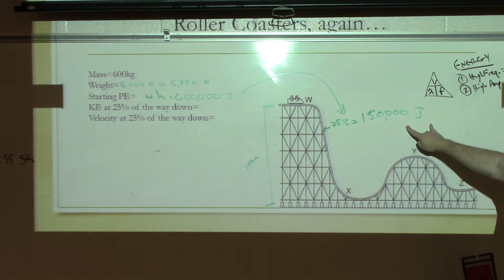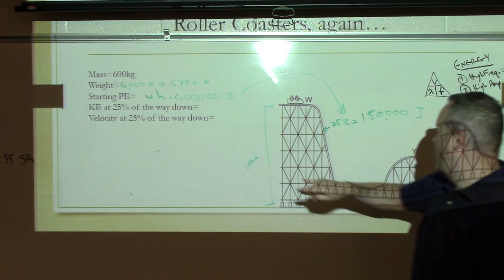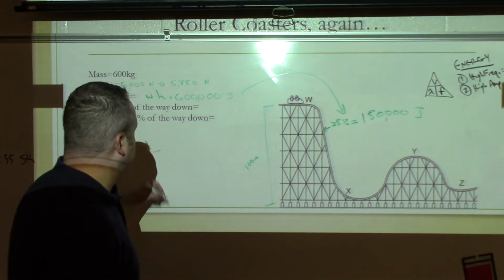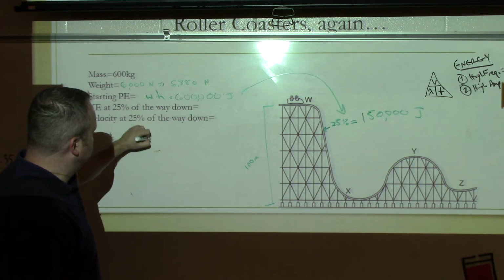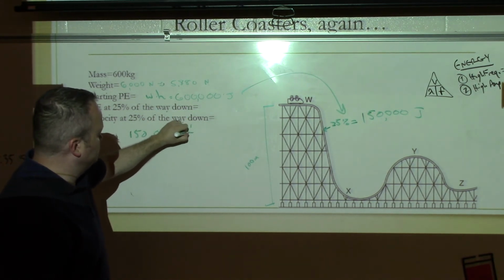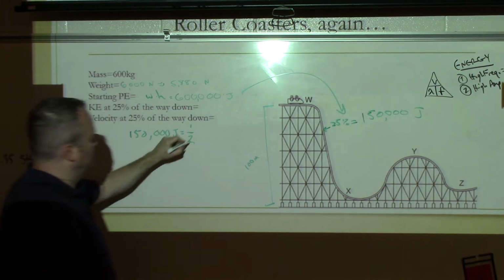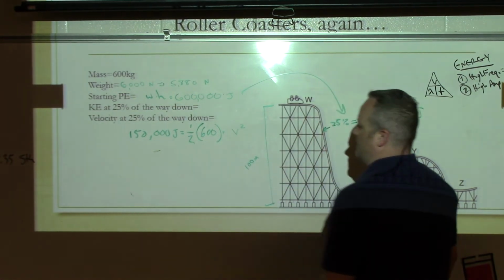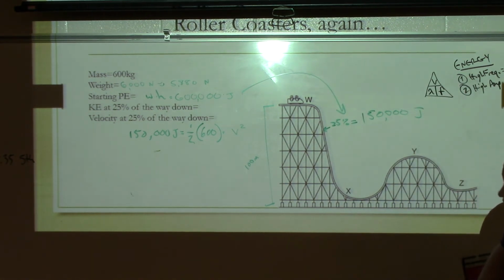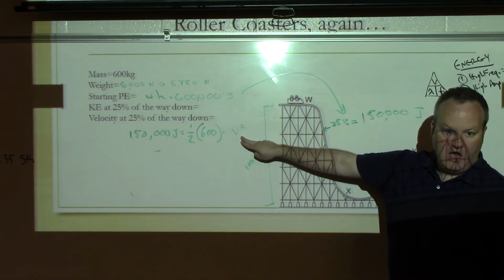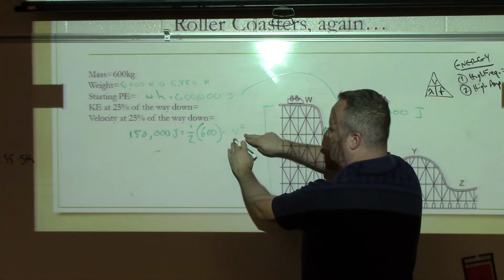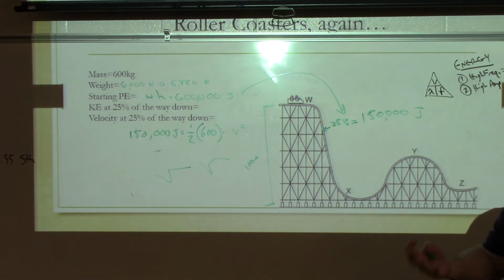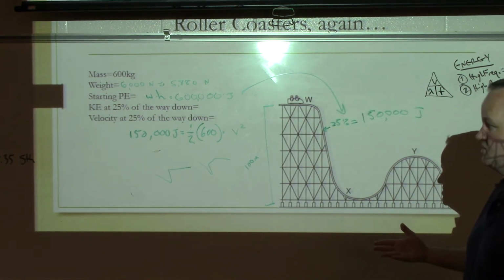So here, again, I'm going to multiply that by 0.25, and then I'm going to find that it's going to have 150,000 joules. I write 150,000 joules equals half the mass, so that's half of 600 kilograms, times velocity squared. Now, when I have that, I can actually solve for velocity squared. All I have to do is isolate the variable, and then when I'm finished, find the square root of both sides, and it will tell me what my velocity is. Okay? So that's how you would solve that.